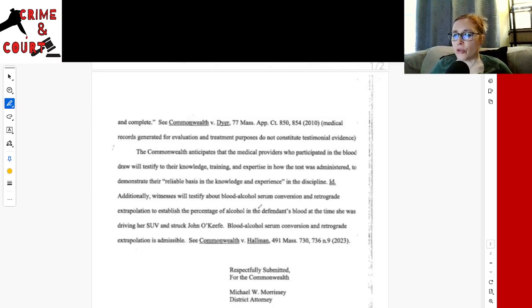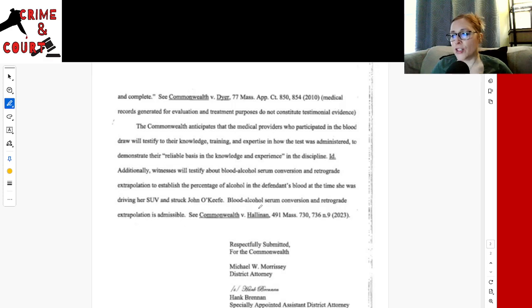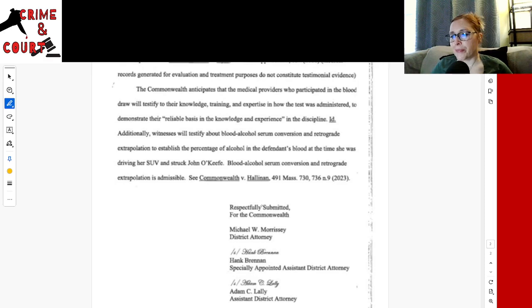Medical records generated for evaluation and treatment purposes do not constitute testimonial evidence. Okay. Commonwealth anticipates that the medical providers who participated in the blood draw will testify to their knowledge, training, and expertise in how the test was administered to demonstrate their reliable basis in the knowledge and experience in this discipline.